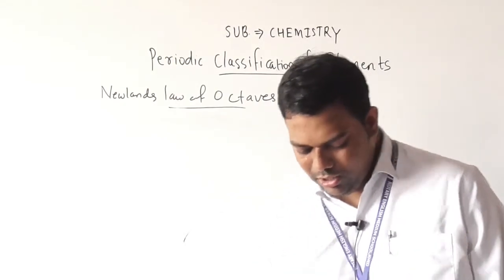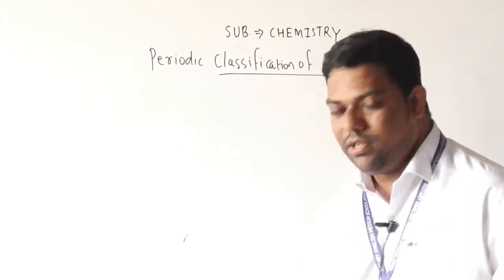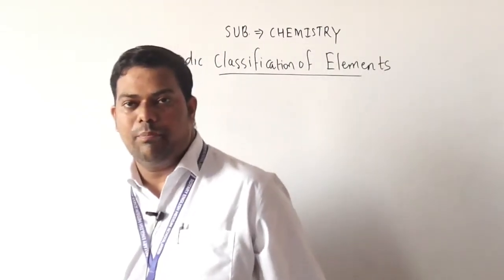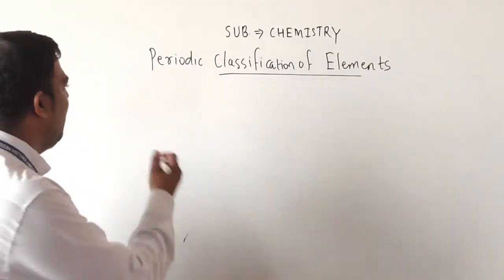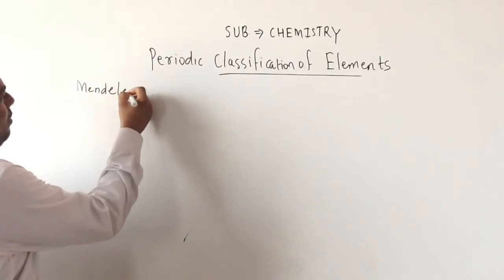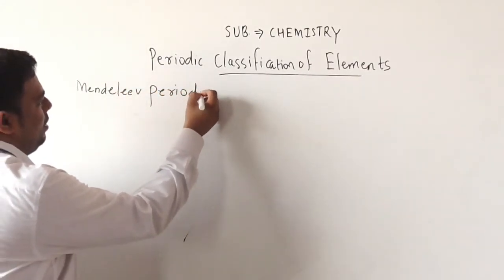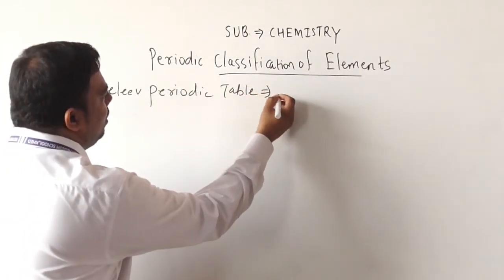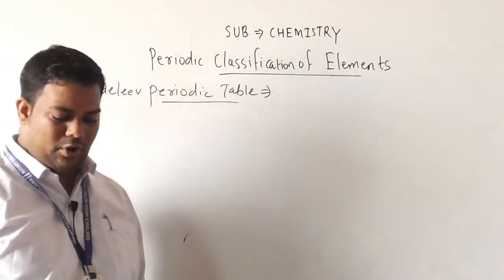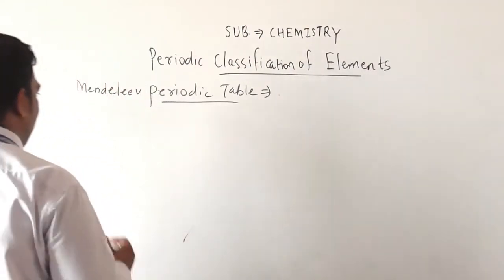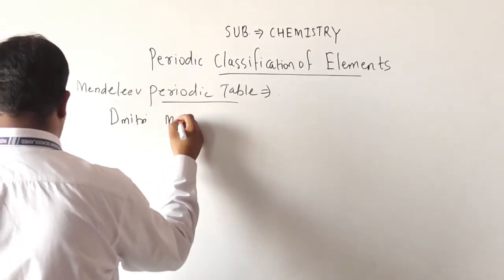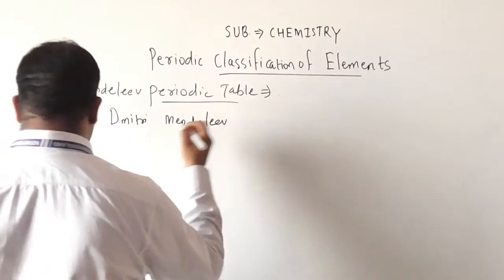Okay, after this we will discuss Mendeleev's periodic table. Very important. Mendeleev periodic table. So what is the basis of this periodic table? What was the name of that scientist? Dmitri Mendeleev.